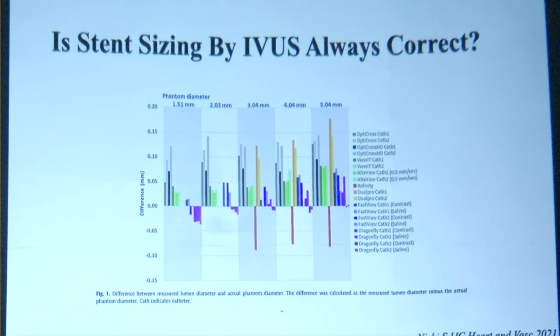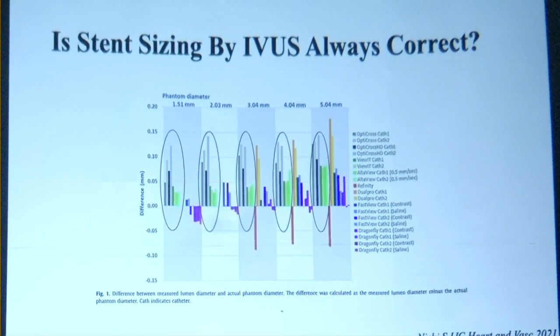Let's look at some data for that matter. This is an interesting study in the International Journal of Cardiology from 2 years ago, where a phantom was used and different intravascular ultrasound catheters were used to measure the phantom. Obviously for the phantom, we had the exact diameter available to us. And as you can see, with the IVUS catheters, as shown in these ellipsoids here, IVUS overestimated the size by an average of about 0.1 millimeters. If you're worried about 0.1 millimeters, you would say IVUS is overestimating. But to me, this sounds like a very close approximation of the true size, which I think angiography is not able to estimate.